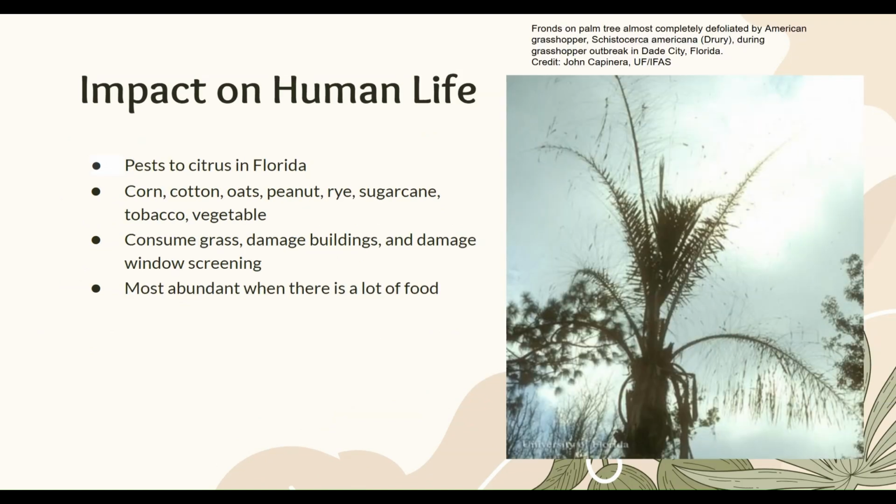Now, the impacts on human life. They are often seen as pests to citrus in Florida and are often seen as pests to corn, cotton, oats, peanuts, rye, sugarcane, tobacco, and vegetables. They consume grass, damage buildings, and also damage windscreens. And unfortunately, they're also most abundant when there's the most food. So the picture here is a palm tree which is being attacked by American grasshoppers.